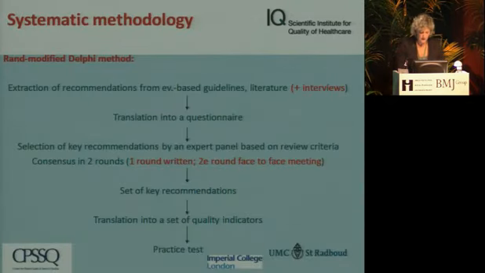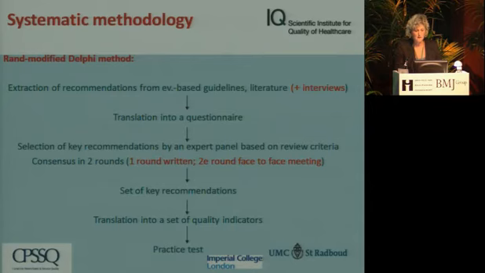Now, by testing and refining feasibility of systematic consensus methods in many IQ healthcare projects, we succeeded in the development of a practical systematic method to develop quality indicators for hospital care. We've called it a RAND-modified Delphi method, and it includes the following steps. The first step is extraction of recommendations from evidence-based guidelines, literature, and if necessary from interviews. Then you have to translate these recommendations into a questionnaire. The next step is selection of key recommendations by an expert panel based on review criteria.